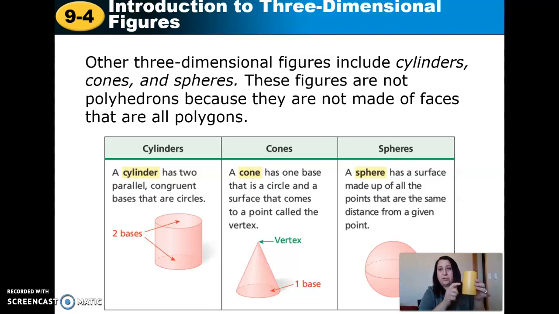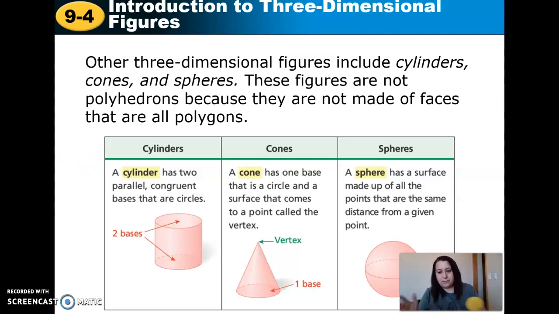And you know, tomorrow, or not tomorrow, actually after Easter break, we're going to talk about what connects these 2 bases. Okay, that's going to be a whole fun formula to learn about. Okay, next is a cone. A cone, obviously, it's just like an ice cream cone, right? It has 1 base this time.